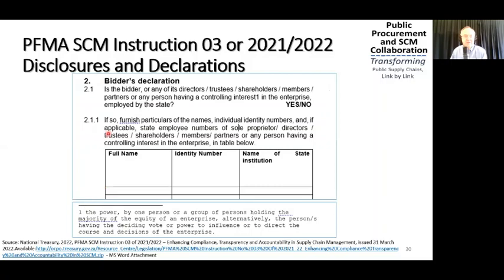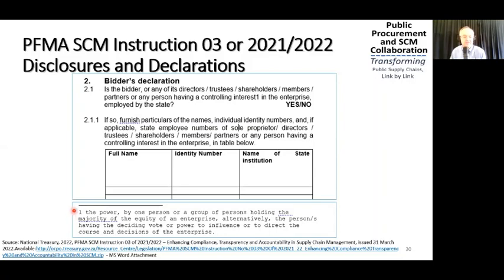Then it has the bidder's declaration. This was not in the draft. This has now been put back in. Is the bidder or any of its directors, trustees, shareholders, this was in, a partner or a person having a controlling interest in the enterprise employed by the state? So this controlling interest was in the draft, and they describe what that controlling interest is: the power by one person or a group of persons holding the majority of the equity of an enterprise, alternatively the person having the deciding vote or power to influence or to direct the course and decisions of the enterprise.